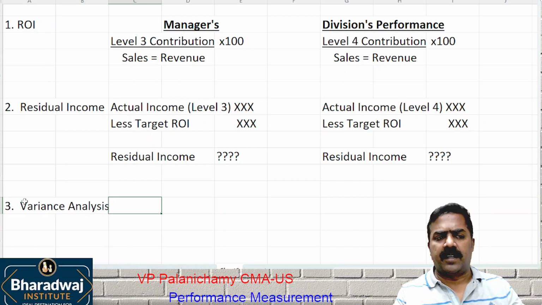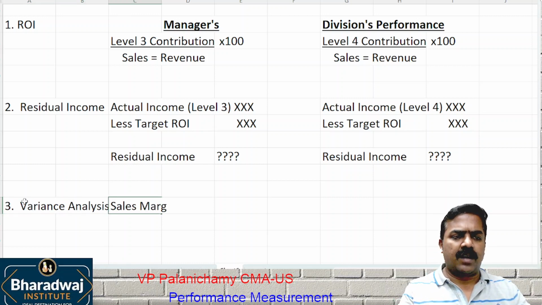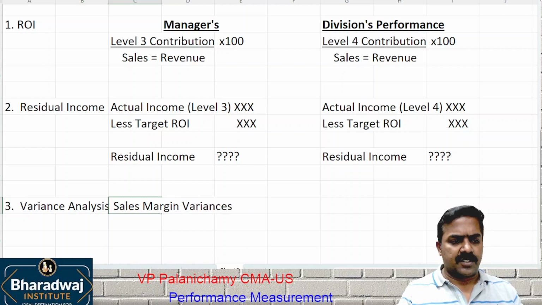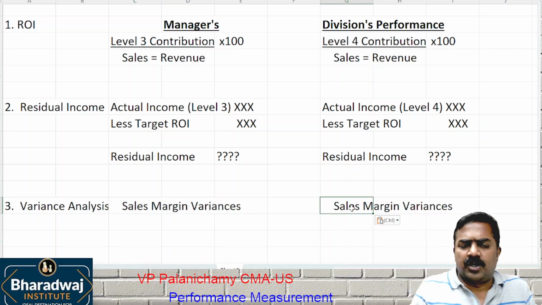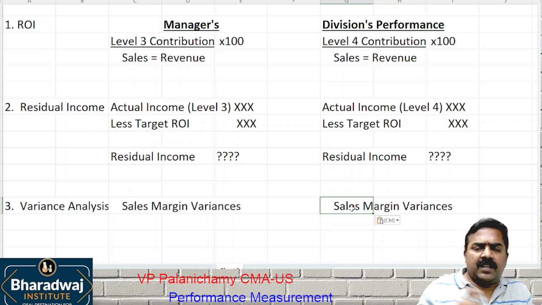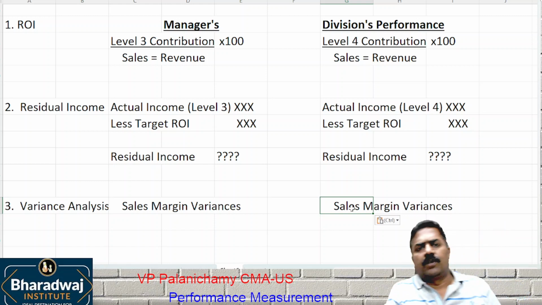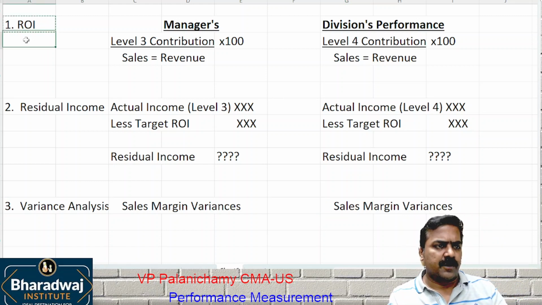Variance analysis can be done. Simple. Sales margin variances we had seen in the previous session. We can use them to evaluate the performance of the manager as well as the division. Like price variance, quantity variance, mix variance, and efficiency variance, we can work out and evaluate the manager's or division's performance.